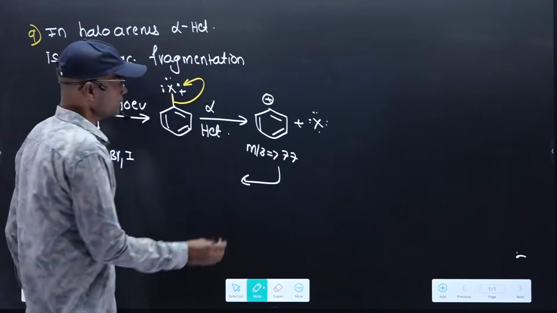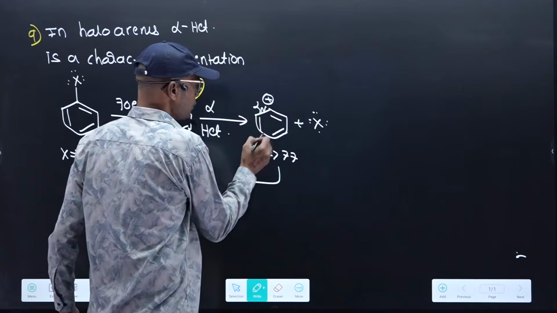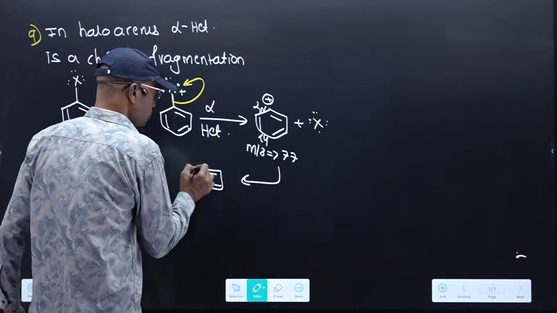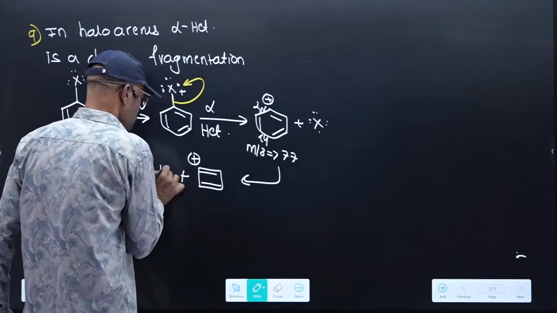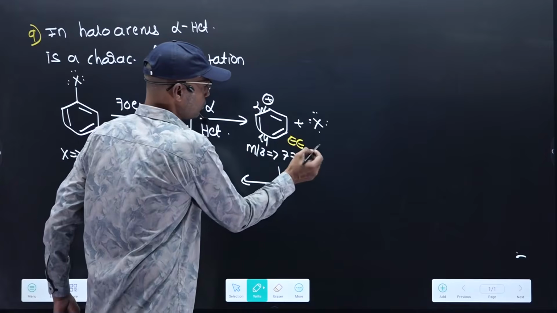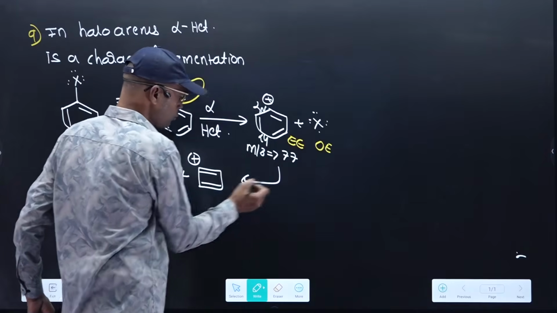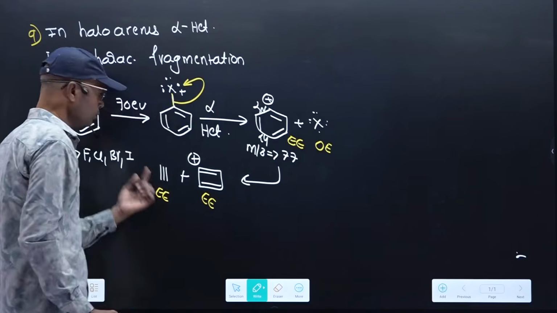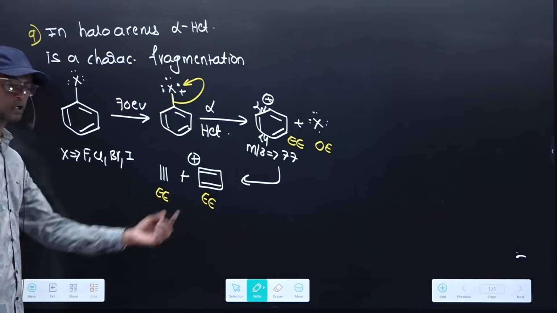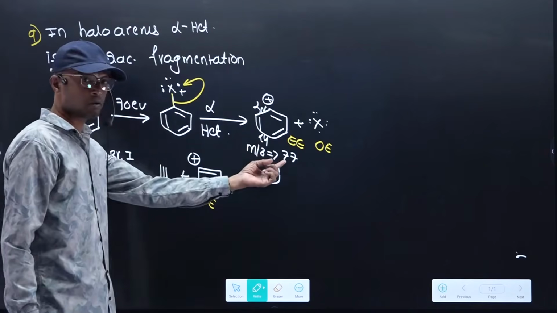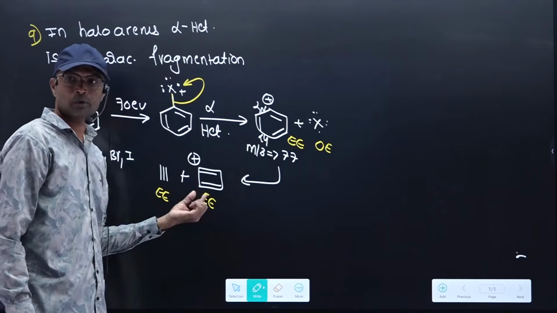If I remove this fragment after getting 77, you will get cyclobutene cation, and one neutral is removed. It is an even electron. When an even electron undergoes fragmentation, you will get even electron and even electron: cation, neutral. What is the m/z value of this one? 51. Wherever you are getting 77, remember, adjacent definitely you will get 51.